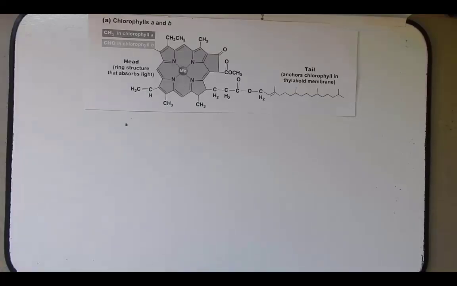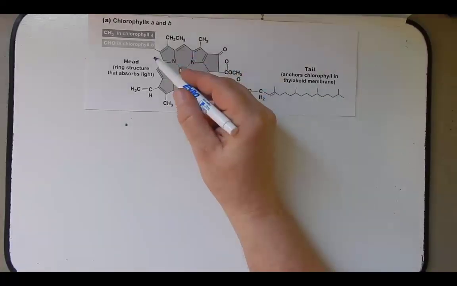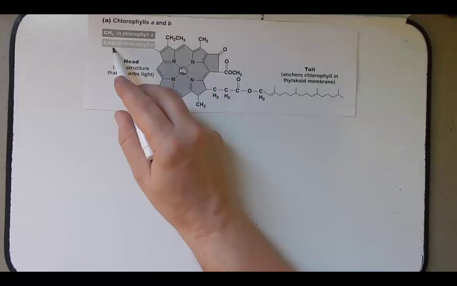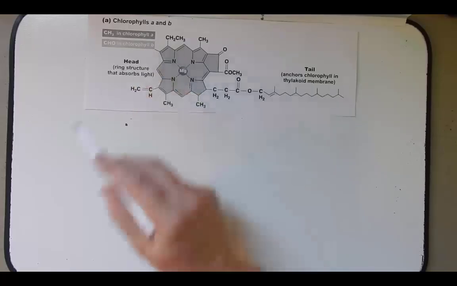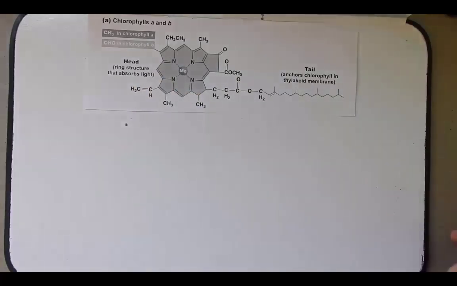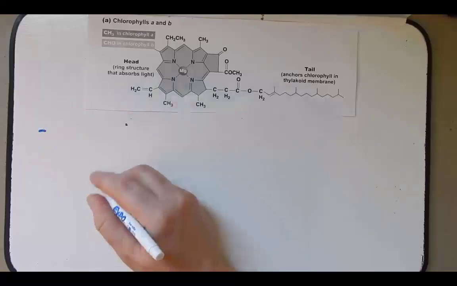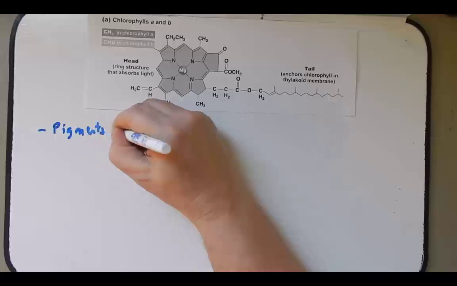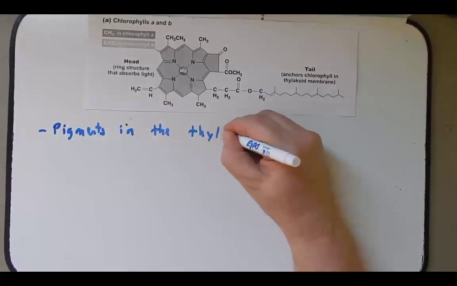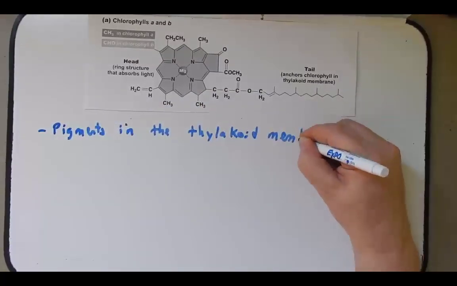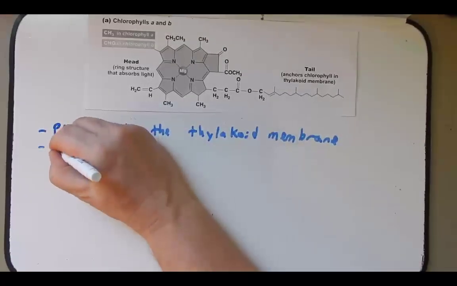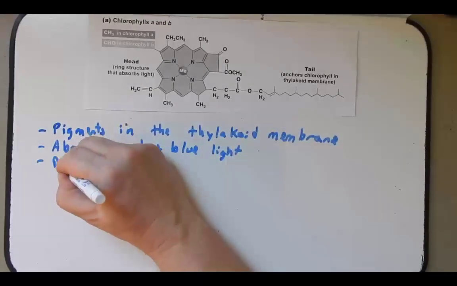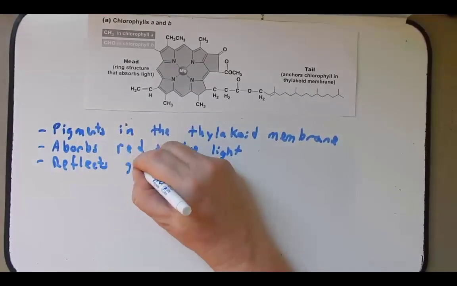Alright, so here's chlorophyll. You should know that the difference between A and B chlorophyll is that A has a methyl group here, and chlorophyll B has this CHO link here. But more importantly, let's talk about the overall structure. First, remember that chlorophyll A and B are both pigments in the thylakoid membrane. As I said on the last slide, it absorbs red and blue light, and it reflects green light.